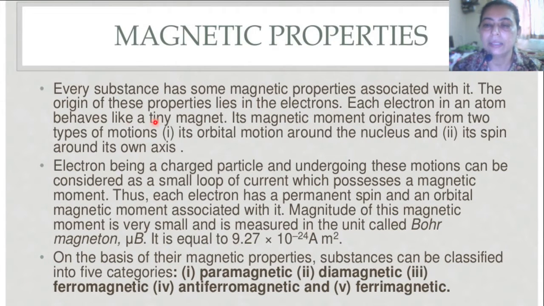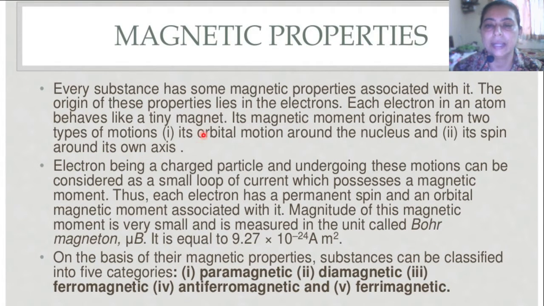Magnetic properties. Every substance has some magnetic properties associated with it. The origin of this property lies in the electron. Each electron in an atom behaves like a tiny magnet. Its magnetic moment originates from two types of motion: its orbital motion around the nucleus and its spin around its own axis.